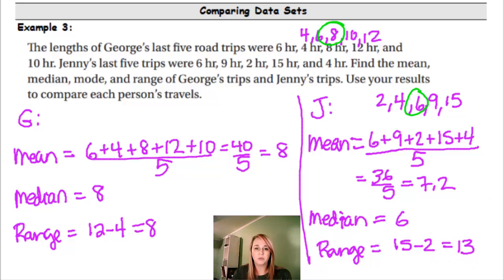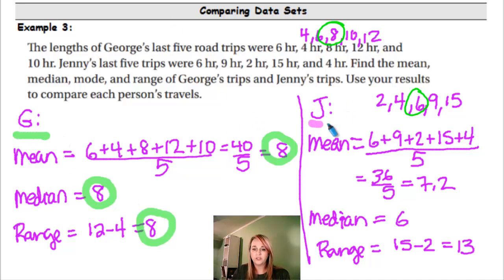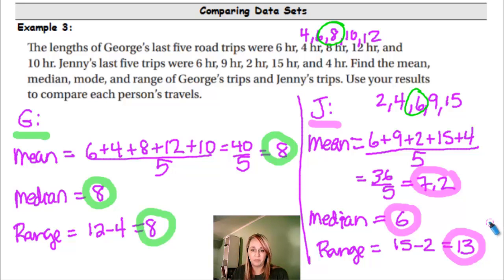So now let's make some comparisons. So we have a mean of 8, median of 8, and a range of 8 for George. And for Jenny, we have a mean of 7.2, a median of 6, and a range of 13. What kinds of things can we say about them? Well, as I look at these, there's a much larger spread for Jenny. She had a bigger difference between her smallest and largest. The range was much bigger. So they're not as consistent.